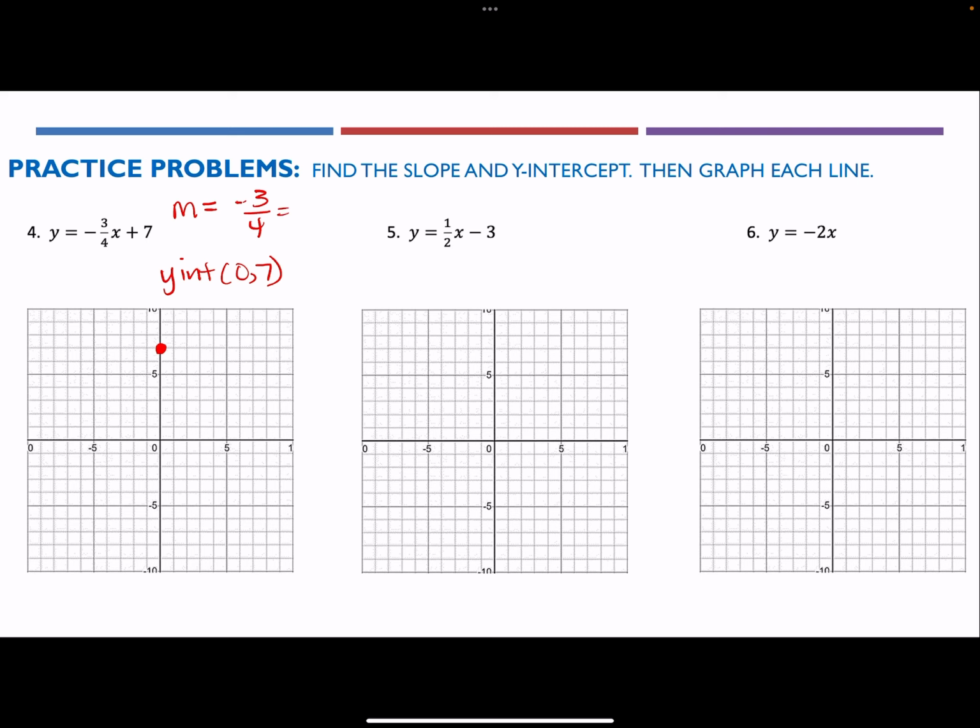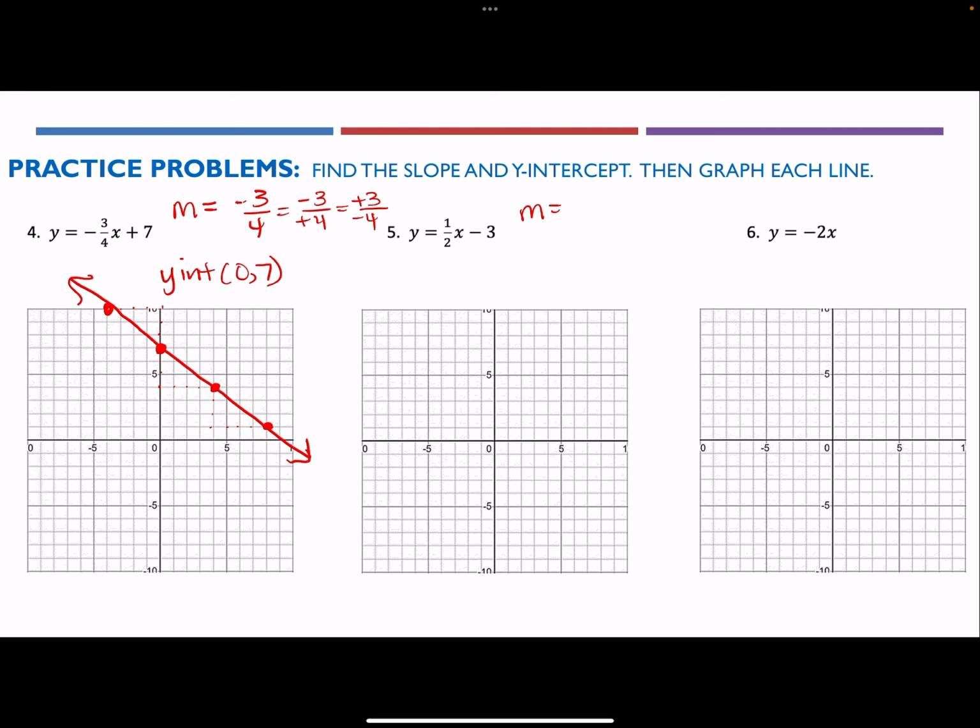And remember, my slope, in order to be a -3/4, it could be a -3 over a +4, or it could be a +3 over a -4. It doesn't matter which one. If I start with the -3 over +4, I go down 3, 4 to the right. If it's a +3, I go up 3, but then over a -4, so to the left. And then I can connect them. And make sure you have arrows. You will lose credit if you don't have arrows, because your line goes on forever.